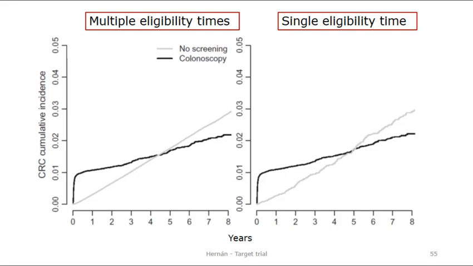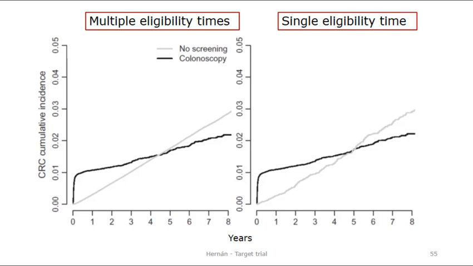After around 4.5 years, the two curves cross. And it becomes clear that it's better to have colonoscopy than not in terms of the incidence of cancer. This is what we get when we use all time points, all eligible time zeros. This is what we get when we use only one time zero. So it's the same qualitative story, but this is more precise.